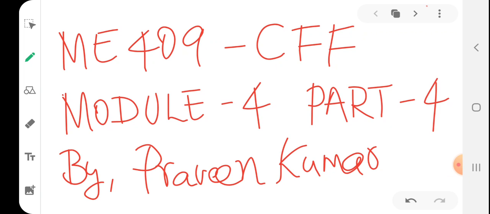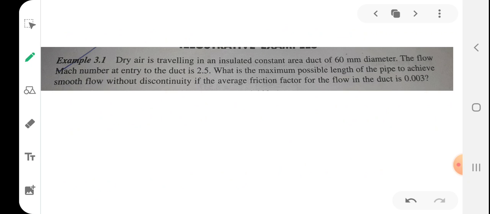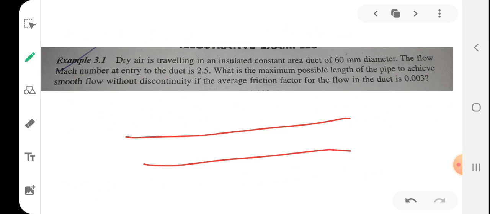Okay. So first problem, dry air is traveling in an insulated constant area duct of 60 mm dia. So we have a duct here. It is insulated, which means there is no heat transfer, it will be purely adiabatic. It is a constant area duct, so there is no area variation, so it is not isentropic. It is adiabatic but not isentropic.